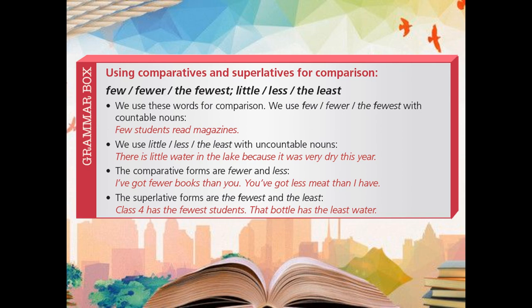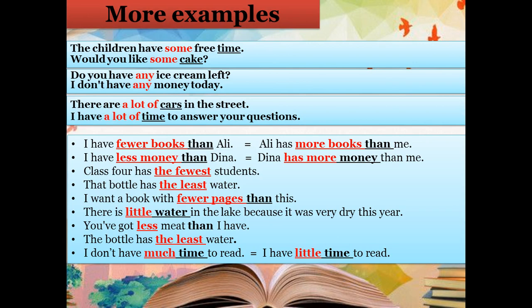Comparative and superlative, as we mentioned before: I have got fewer books than you, you have got less meat than I have. For the superlative, the forms are the fewest and the least. Class 4 has the fewest students, the bottle has the least water. I'm going to give you an extra example on the next slide, just to show you some things you need to focus on before answering the exercise.